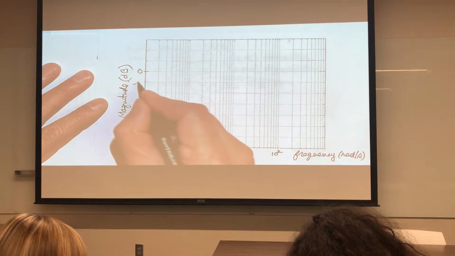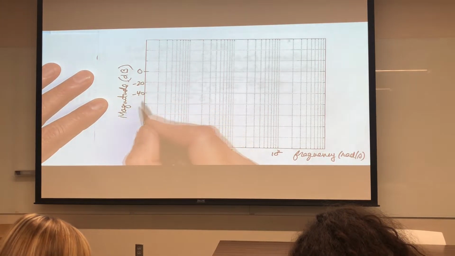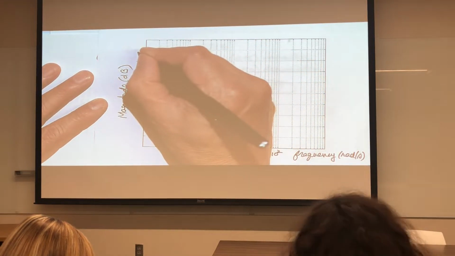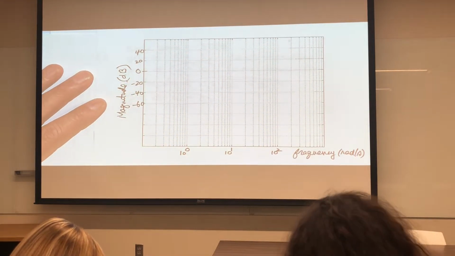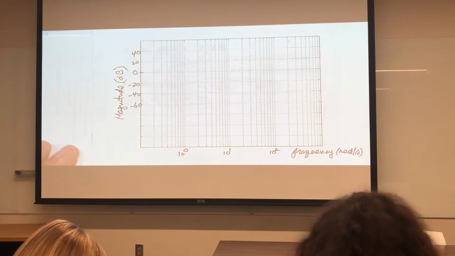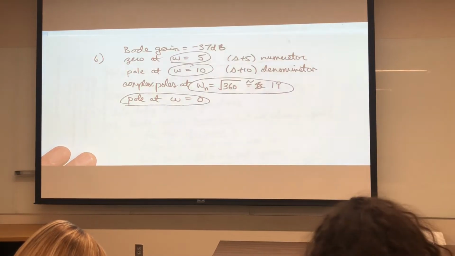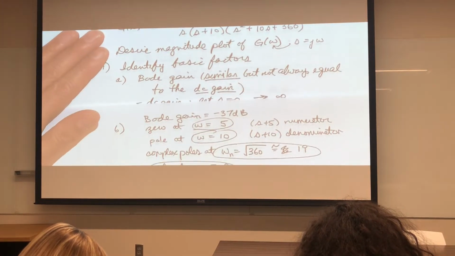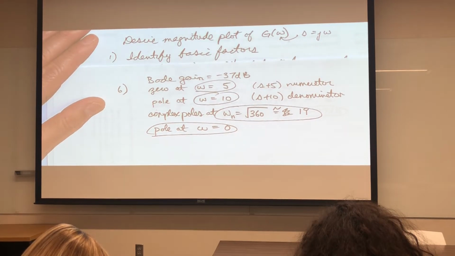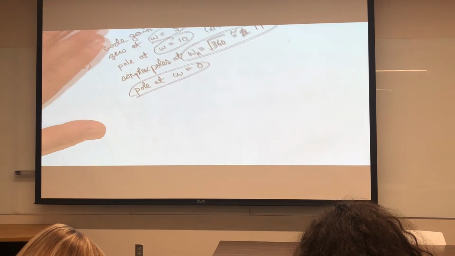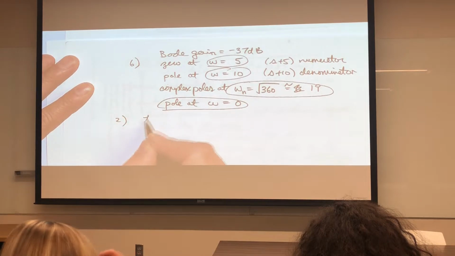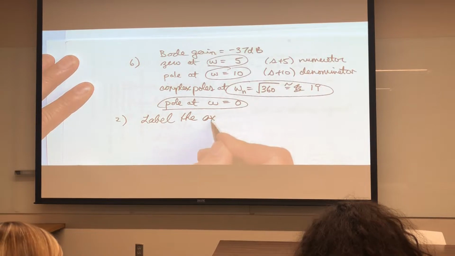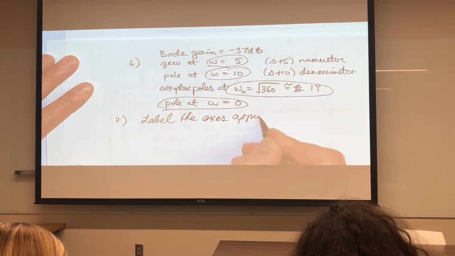And call this minus 20, minus 40, minus 60, 20, 40, like so. Okay. All right. So what we've done is we've identified the basic factors, kind of summarize them right here. The next thing we do is label the axes appropriately.